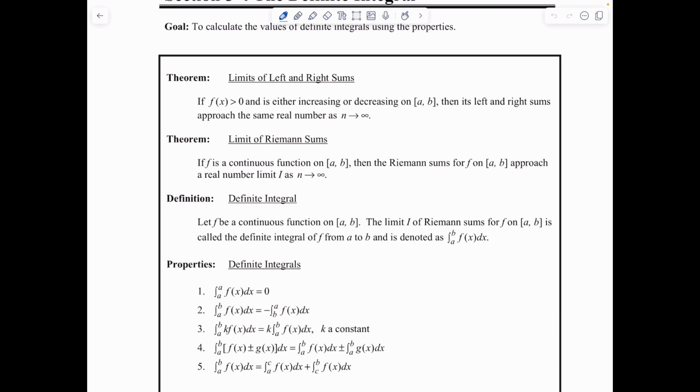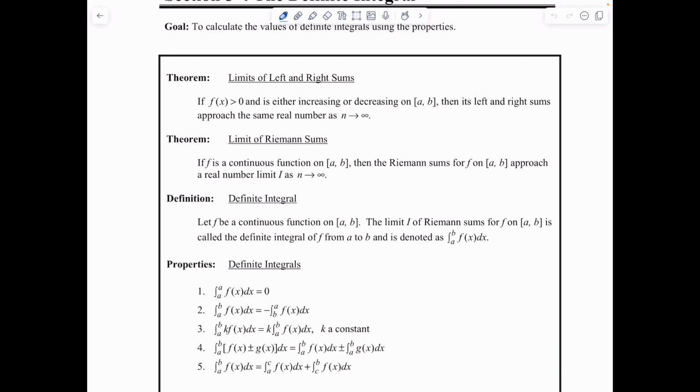The limits of left and right sums: if our function is greater than 0 and is either increasing or decreasing on the interval from a to b, then its left and right sums approach the same real number as if n were going to infinity.